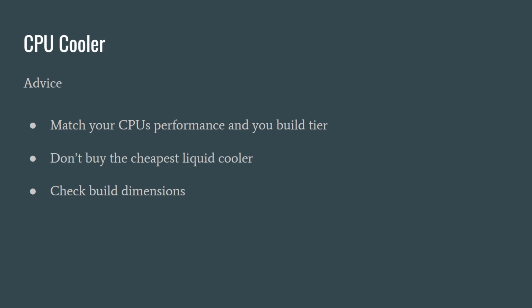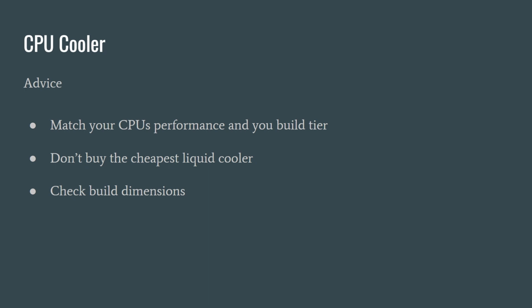So some advice for picking a CPU cooler is to match your CPU's performance and your overall build tier. So don't buy a $1,000 CPU, the most insane Threadripper or whatever you can find on the market, and then buy a $25 CPU cooler. You are going to just kill your CPU. It's going to overheat. It's not going to be worth it, and it's a waste of all that money. So don't think you can skimp and buy a super cheap CPU cooler if you're already going to spec into an extremely pricey CPU.